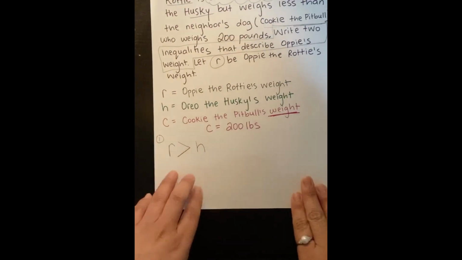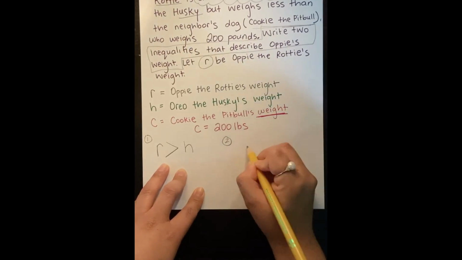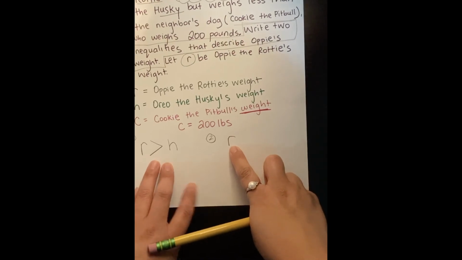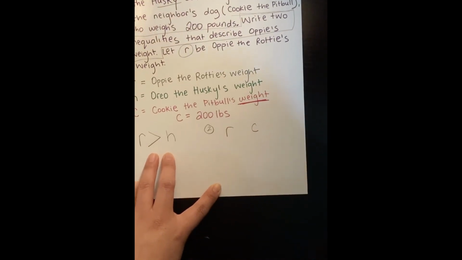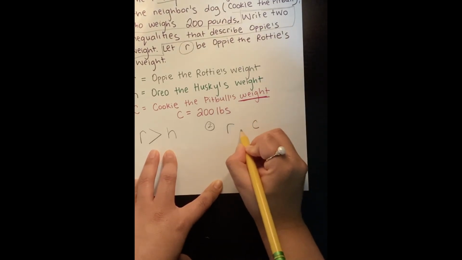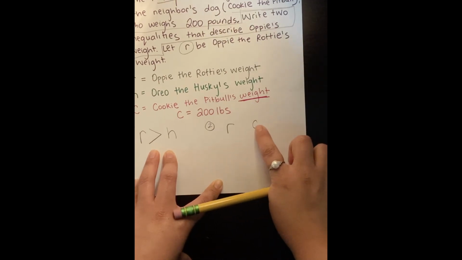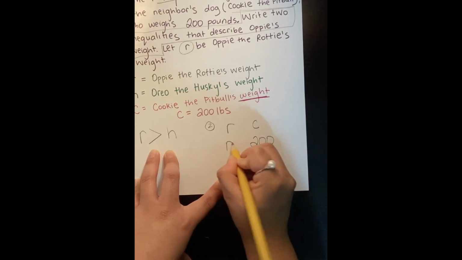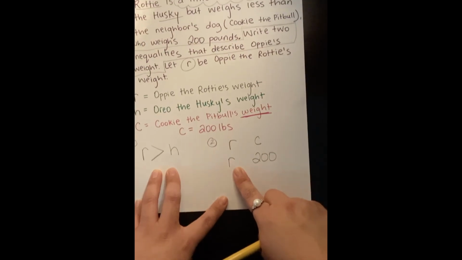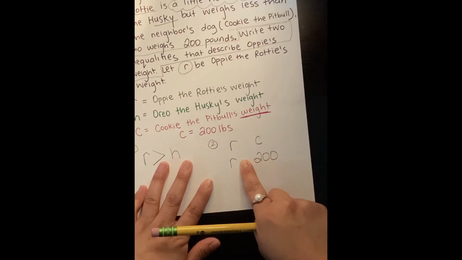The second inequality that I have is comparing Opie the Rottie to Cookie the pit bull. Okay? And before I figure out what inequality goes here, remember, I already know how much the pit bull weighs. Cookie, she weighs 200 pounds. So I can write 200 instead of C. Okay? So now I have to go back to the problem to help me figure out which inequality goes here.